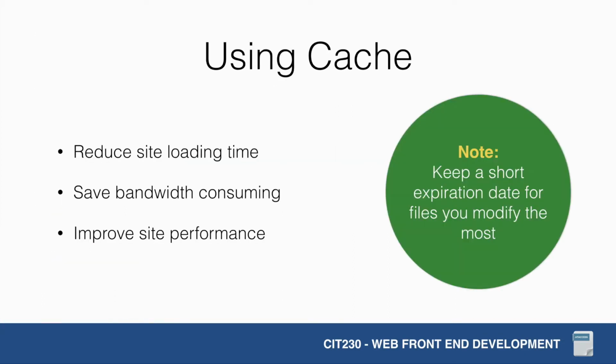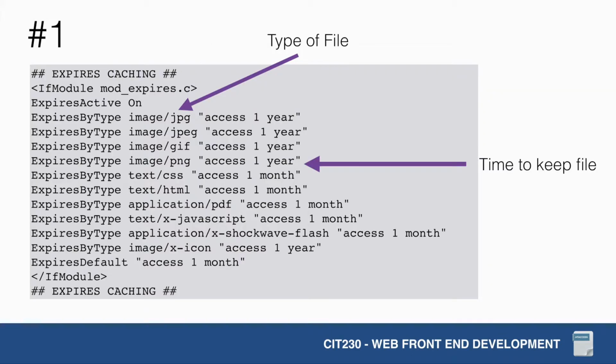So this will reduce the site loading time, save you bandwidth consumption, and improve the site performance. And there are two ways to set your cache. First, the long but more personalized way is to add the following code. This code will have the command as the expires by type. And then you have the file type. In this case, we have image.